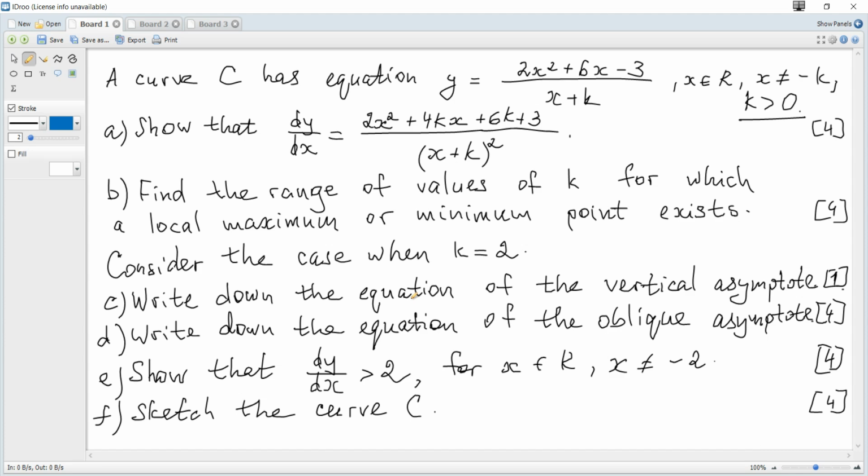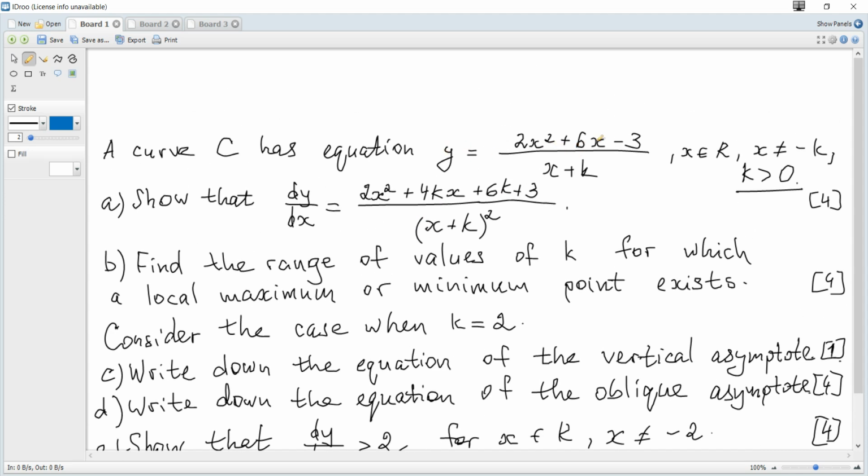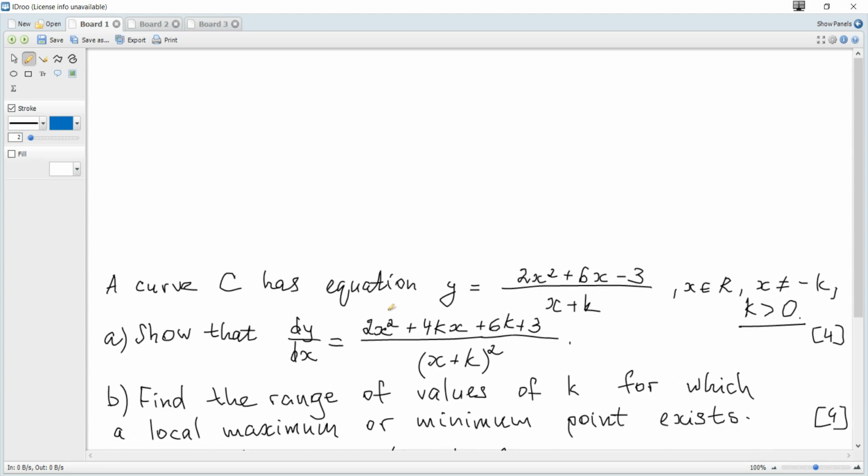A curve C has the given equation. Part A: show that the derivative of y is equal to this. We can see that y has something of x in the numerator and something of x in the denominator. It's a division of two functions, so to find the derivative, we should apply the quotient rule.